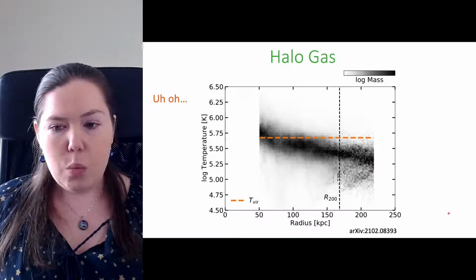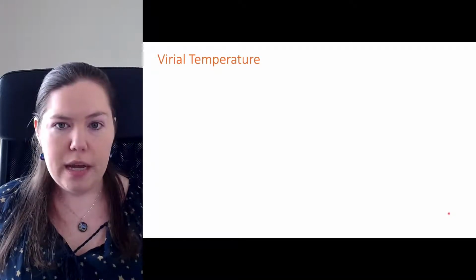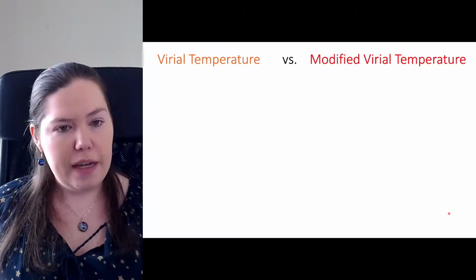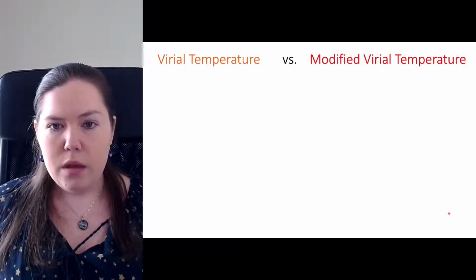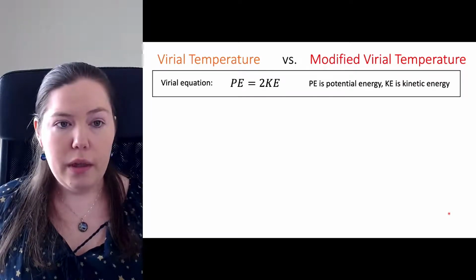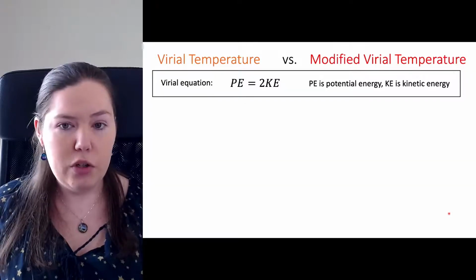In order to understand why this might be the case, let's take a look at the derivation of the virial temperature, and also at the same time, let's look at a derivation of a modified virial temperature as well. So first, both of these virial temperatures start with the virial equation, which relates the potential energy of the gas in the halo to the kinetic energy of the gas.